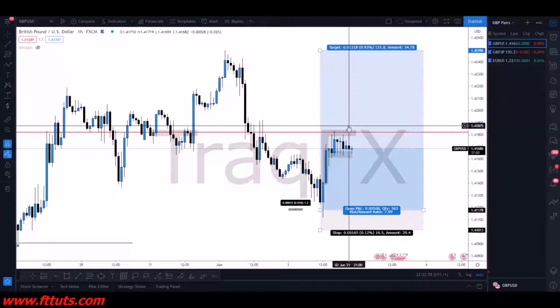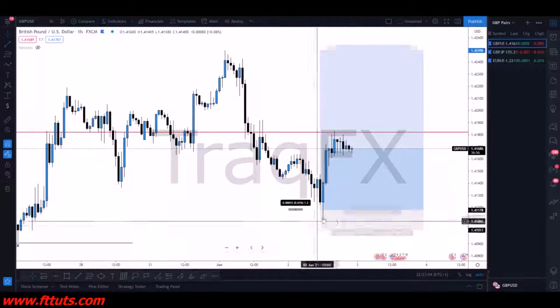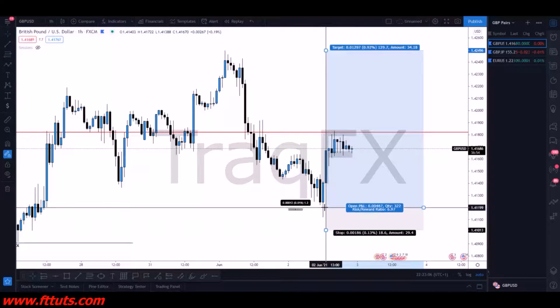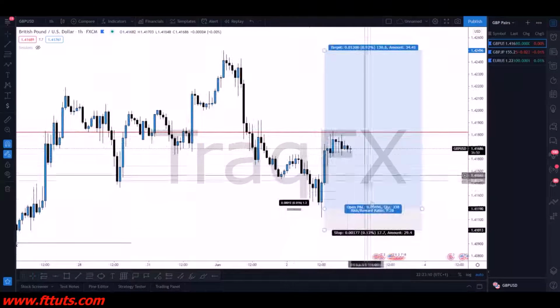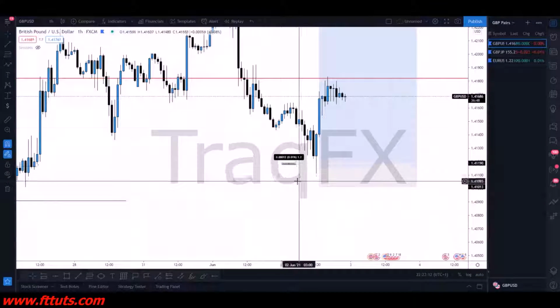So the ask and the bid price both have to fall below your entry. They both need to go below your entry, and in order to never get caught on the wrong side with spread, simply put your entry 1.2 pips above wherever you're entering.